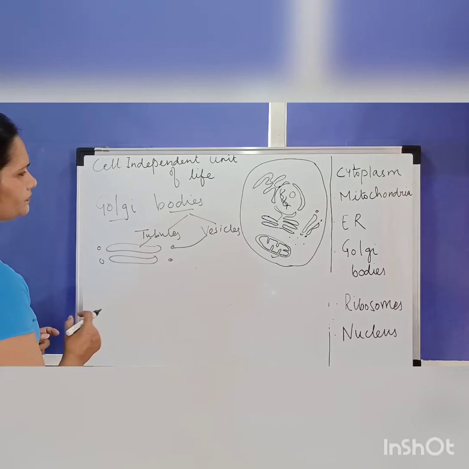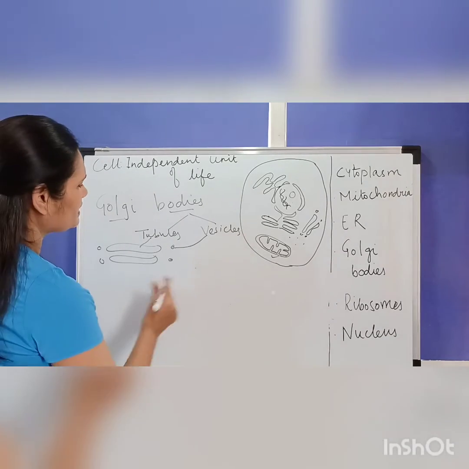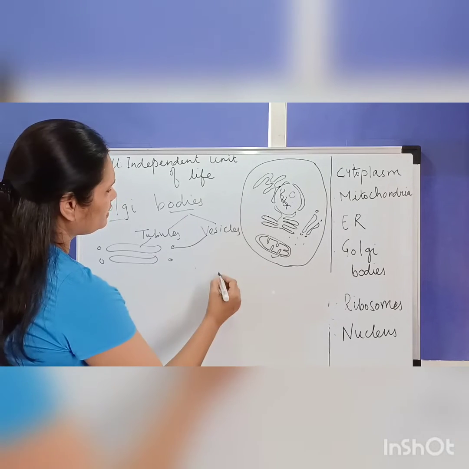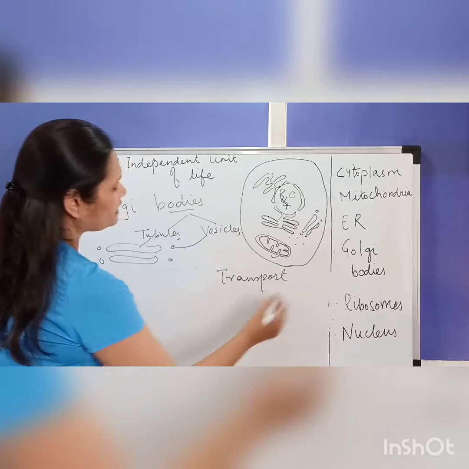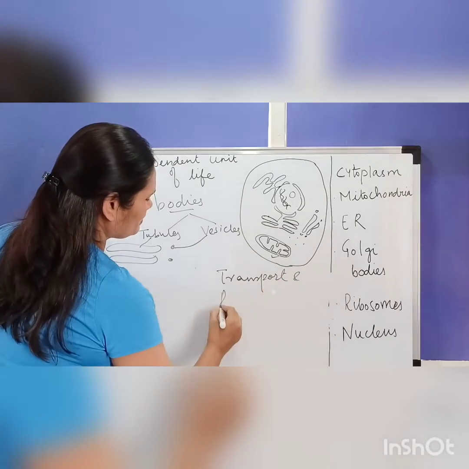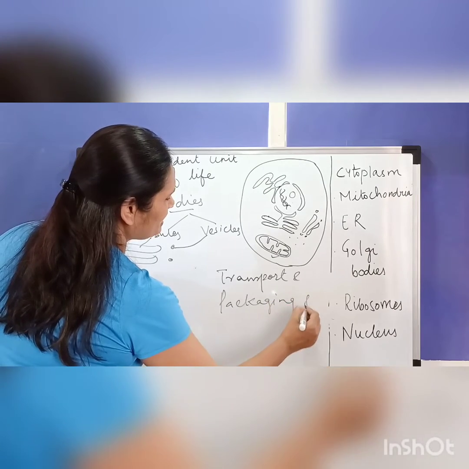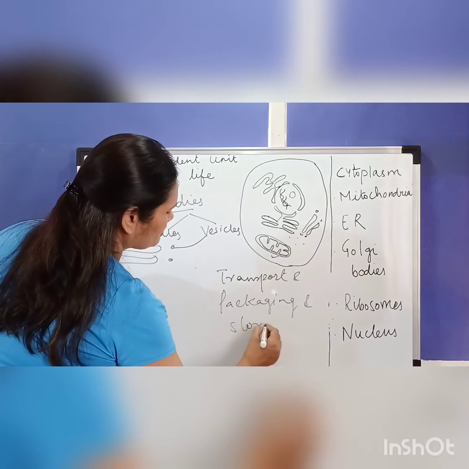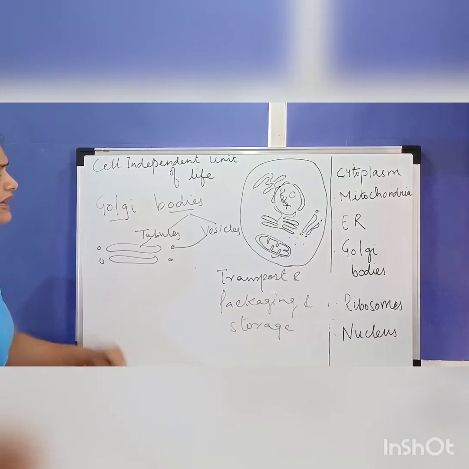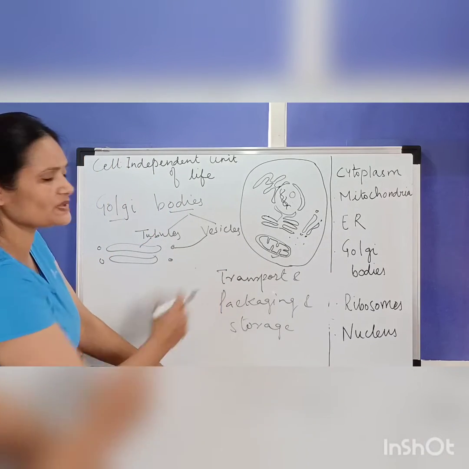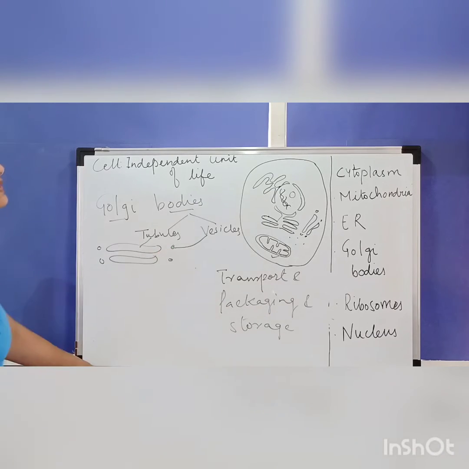Now what is the function of the Golgi bodies? They help in transport, packaging and storage. These vesicles help in packaging and storage. Whatever is produced inside the cell is packaged and stored in these vesicles.